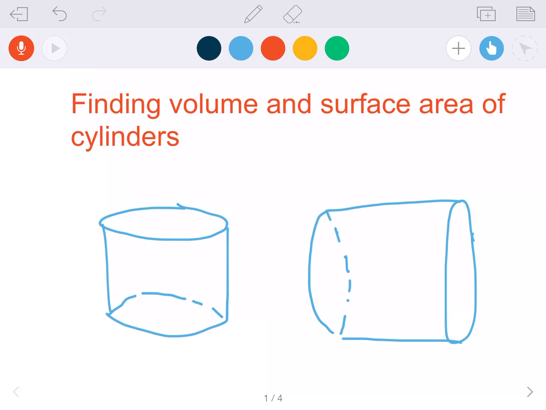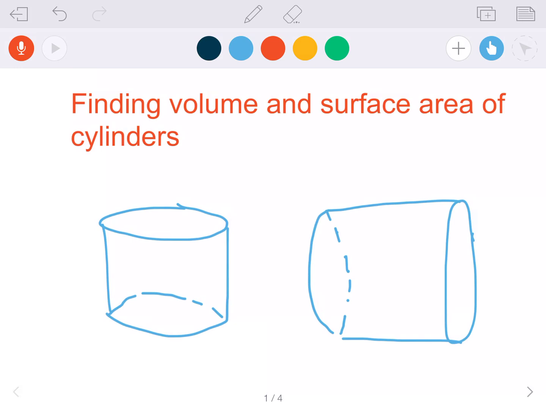Guys, the lesson we're going to be doing today is finding volume and surface area of cylinders. The volume part is actually going to be reviewed because that's what you did yesterday, but we're going to add to that and we're going to be finding surface area as well.